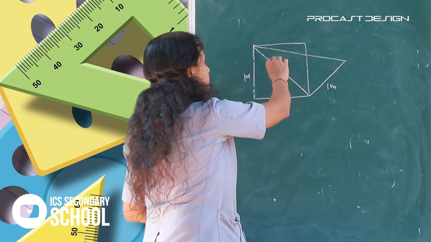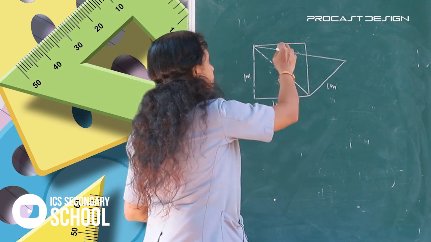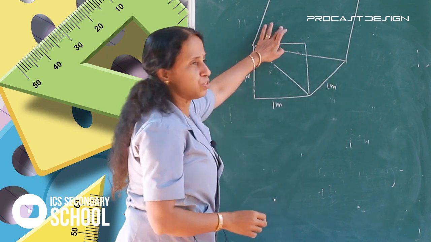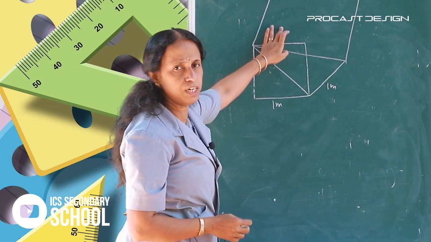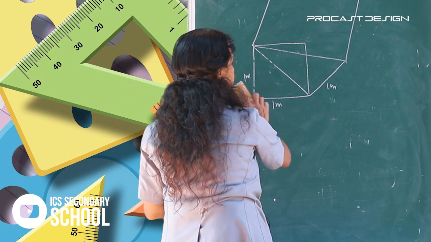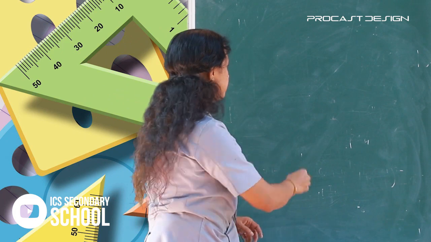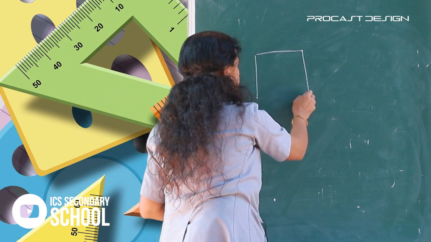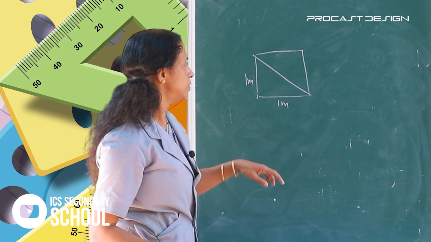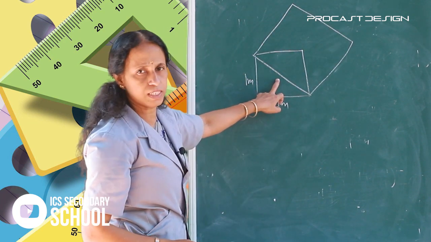Here a square is drawn. The area of this square is equal to 3 square meter, okay. Look here, this is length 1 meter and 1 meter, here a small square is formed. What is the length of this side?